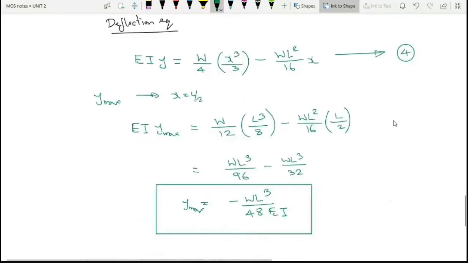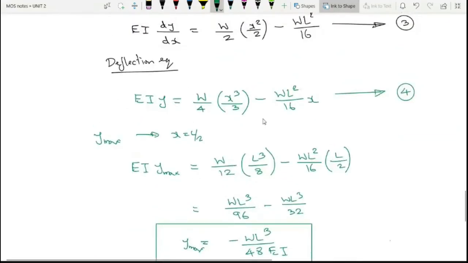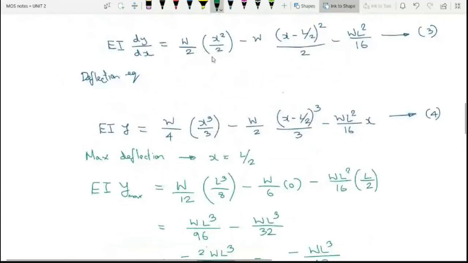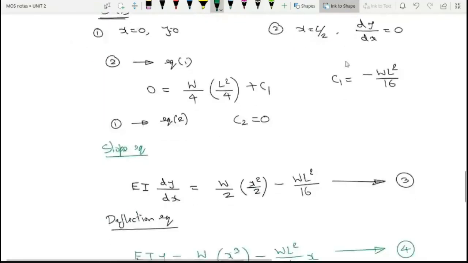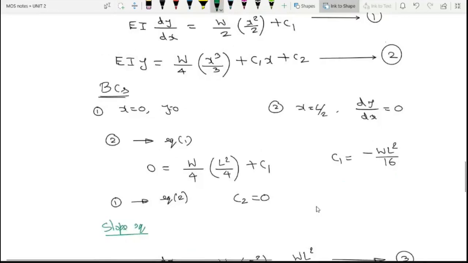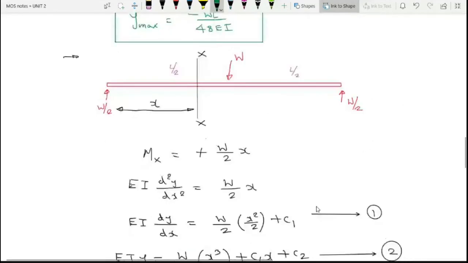You can see the difference. In this equation, if you look, there are only two terms, but here there are three terms: 1, 2, 3 terms. But anyway, when you solve, you will get the same answer. So these equations can be used to identify deflection at any point.